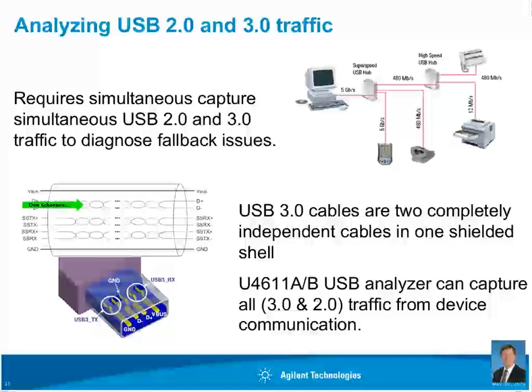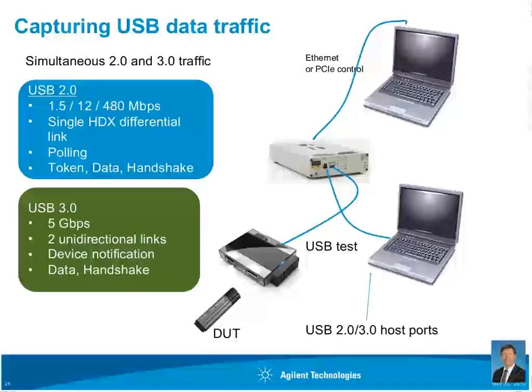Just as a quick example of that, I've got a picture here. Here's an analyzer connected up on a USB link between a device under test that's connecting through a hub, going into a host operating at the USB speeds, and it may change speeds. One device is communicating at 3.0, another device is communicating at 2.0 speeds at the same time over that link.